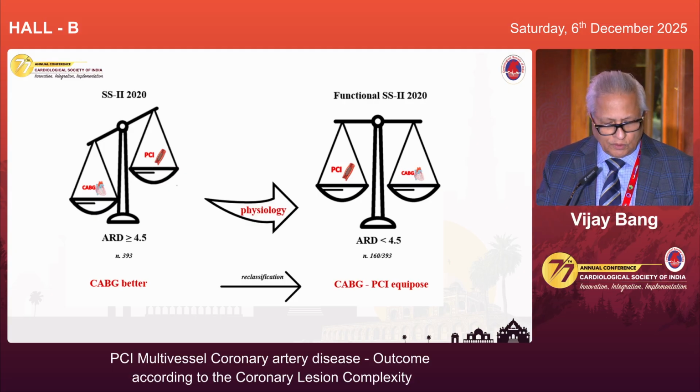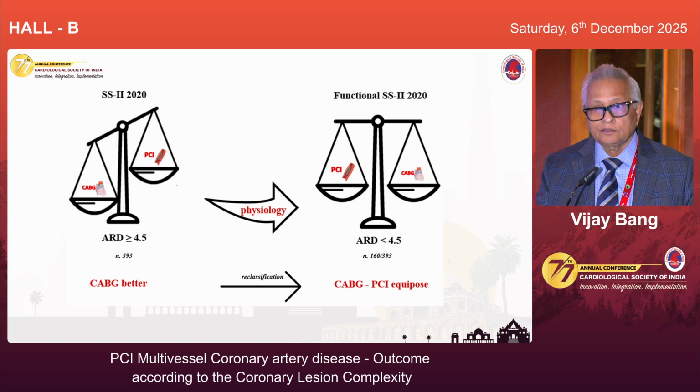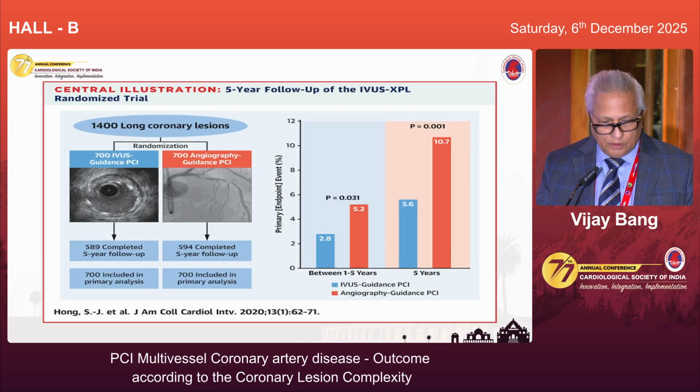Now coming to how we judge all this, physiology does play an important role. In SYNTAX 2 2020, there was no physiology assessment. So CABG looks better. But after you have a physiologic assessment, CABG and PCI become equally good. Similarly, we have learned from the IVUS trials that imaging, intravascular imaging, does play a very important role in giving good outcome results.